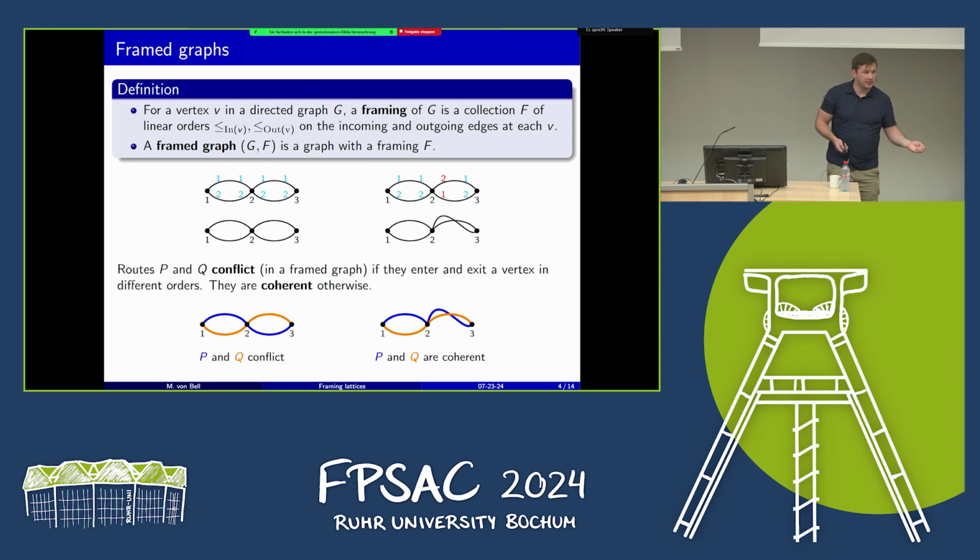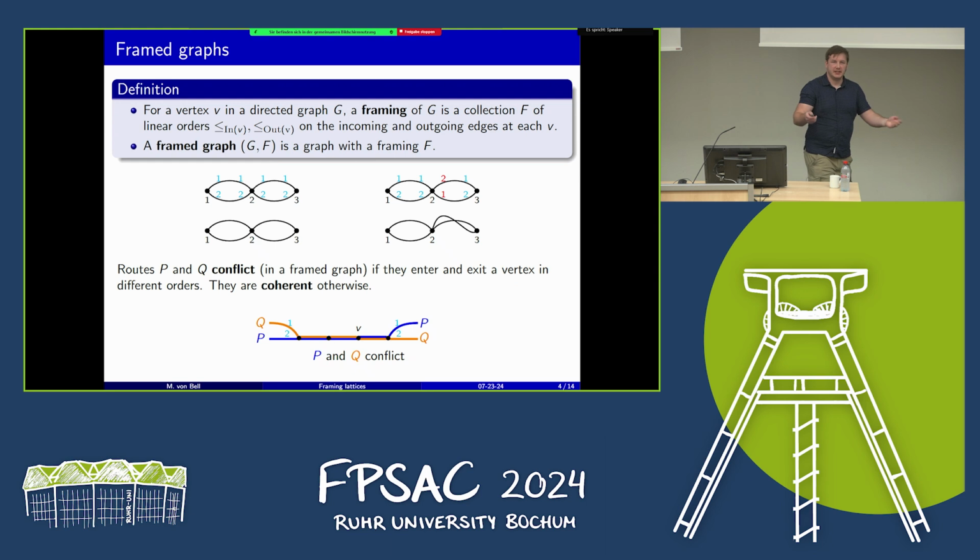And so this notion of conflicting routes and coherent routes we saw also in the previous talk. So 2 routes conflict if they come into some vertex in one order and then they leave in a different order. So then they conflict, and otherwise they are coherent. And so you can think of it as kind of a non-crossing condition, with this caveat that if you look at the graph on the right there, P and Q, the orange and the blue routes, are coherent, even though there is a crossing in them, but that crossing is not happening at a vertex, so that's fine. So in general, they can cross as much as they want, as long as it's not happening at a vertex.